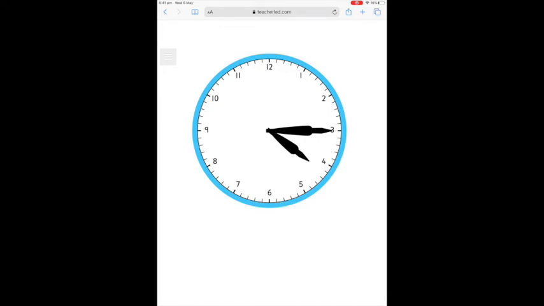Your next time that you need to work out 1 hour later for is quarter to 3, or 2:45. And this is what it should look like on your analog clock.